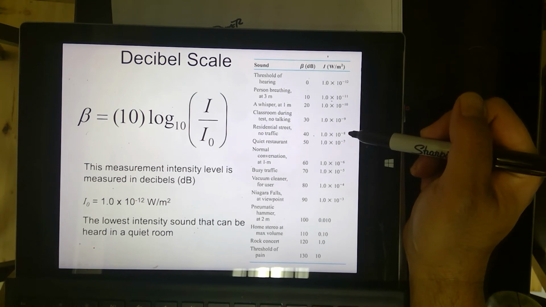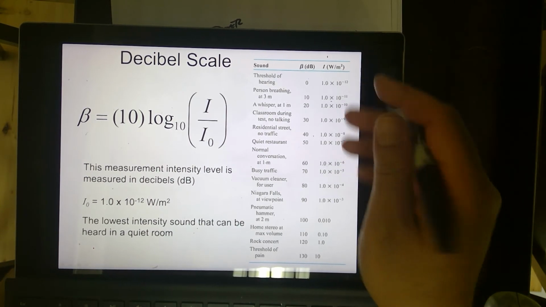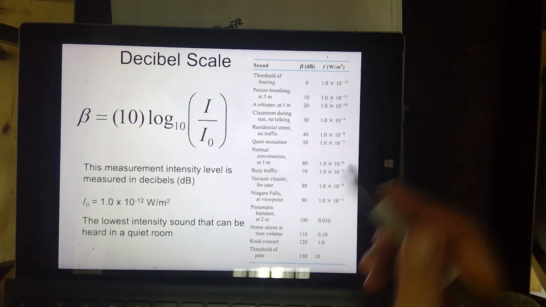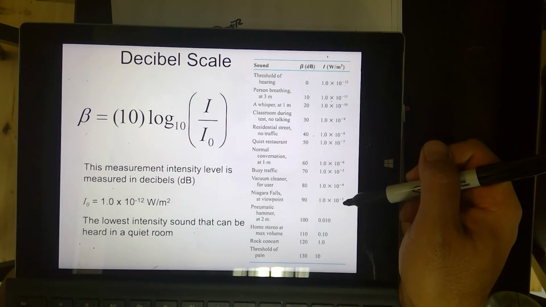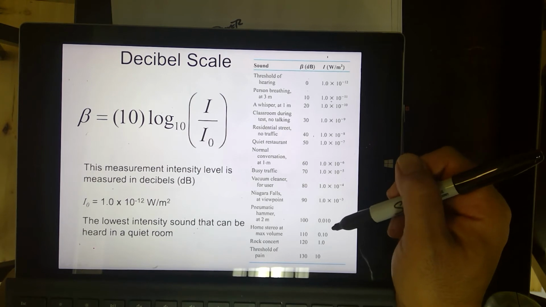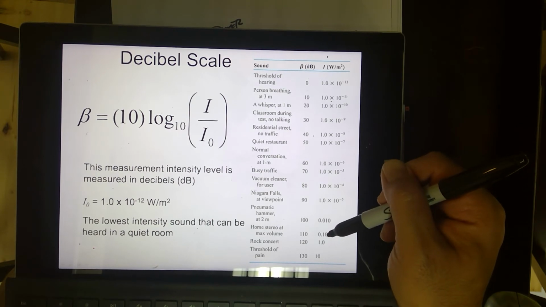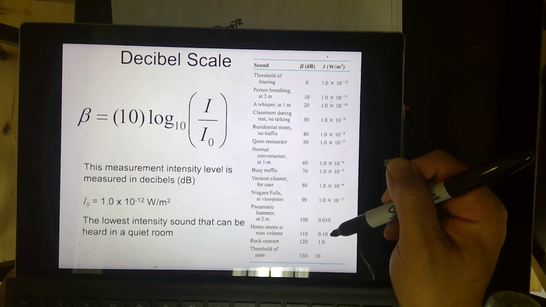Ambient noise on the street without any traffic, 1 times 10 to the 8. You can go through all these and you see that as we get louder and louder, something like Niagara Falls, which is really loud, 1 times 10 to the negative 3. And then what we were talking about was, listening to that speaker, that person 1 meter away got 0.23 watts per meter squared. Well, this is a home stereo at max volume, right? That's deafening. So 0.23 watts per meter squared is something you don't want to hear.